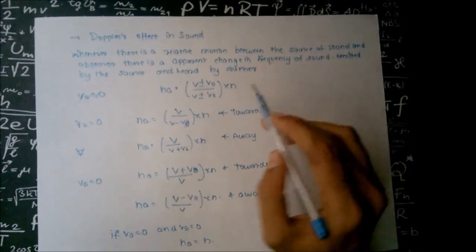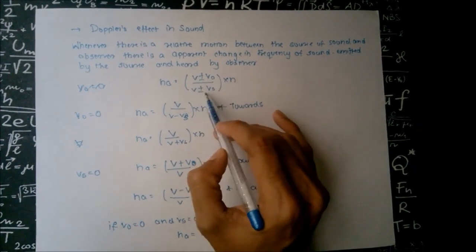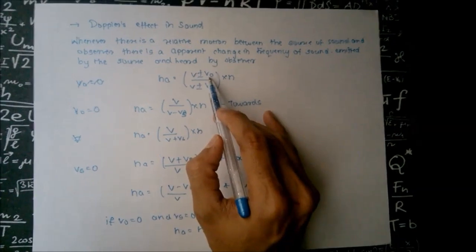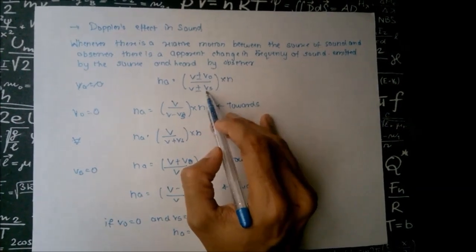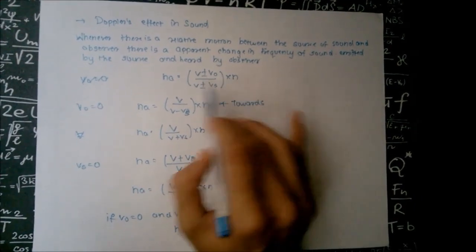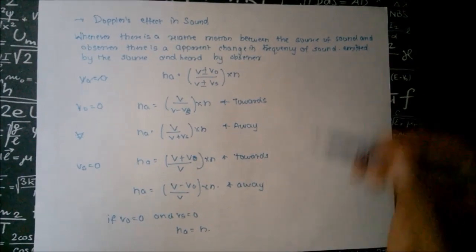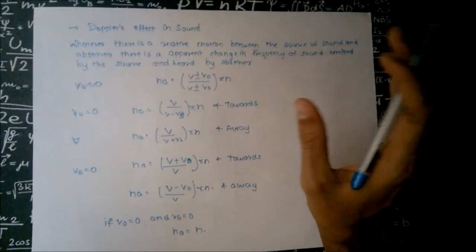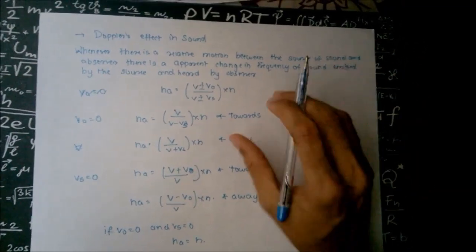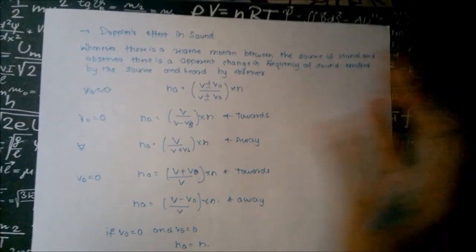So the equation for the effect is Na equals (V plus or minus V naught) upon (V plus or minus Vs) into N, where V naught is the velocity of the observer, Vs is the velocity of the source, N is the frequency of the sound, and Na is the apparent frequency of the sound. So it depends on different factors: whether the source is stable, whether the observer is stable, whether the source is moving away from or towards the observer, or whether the observer is moving away from or towards the source.